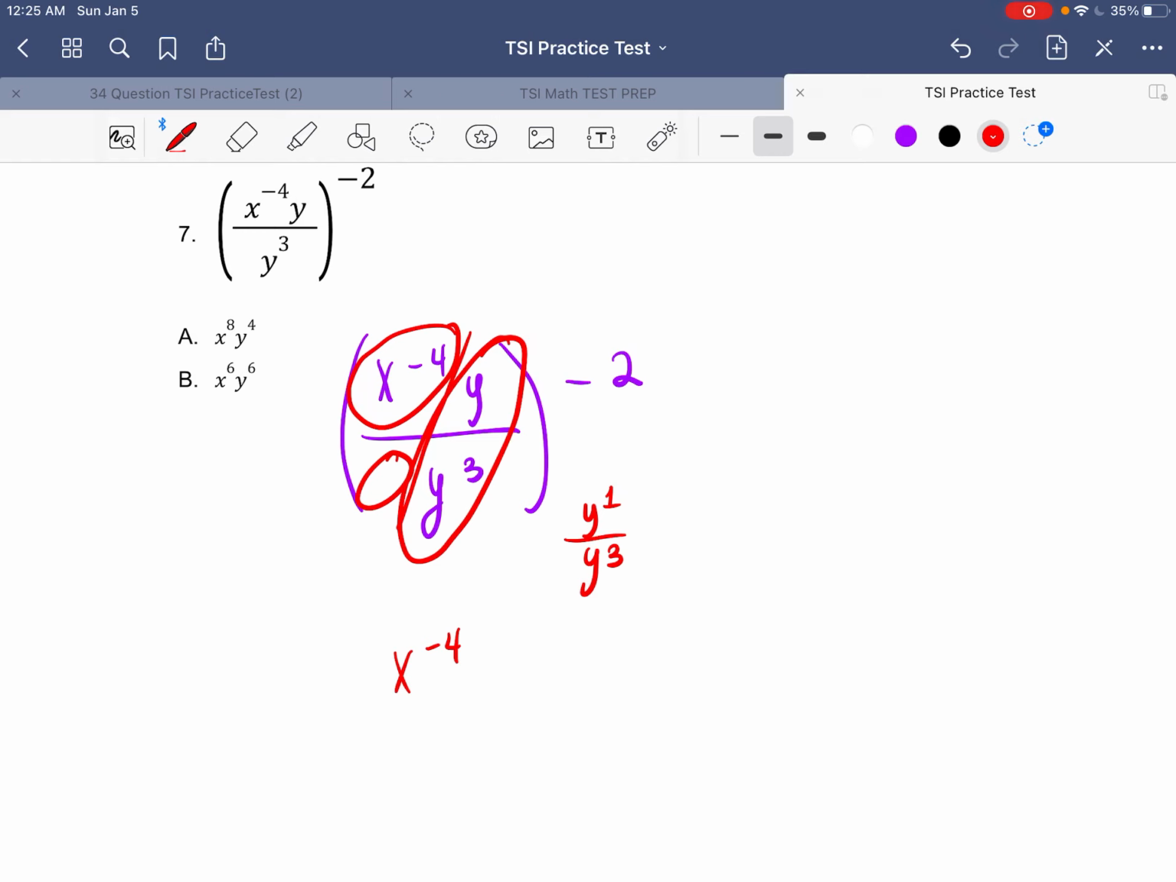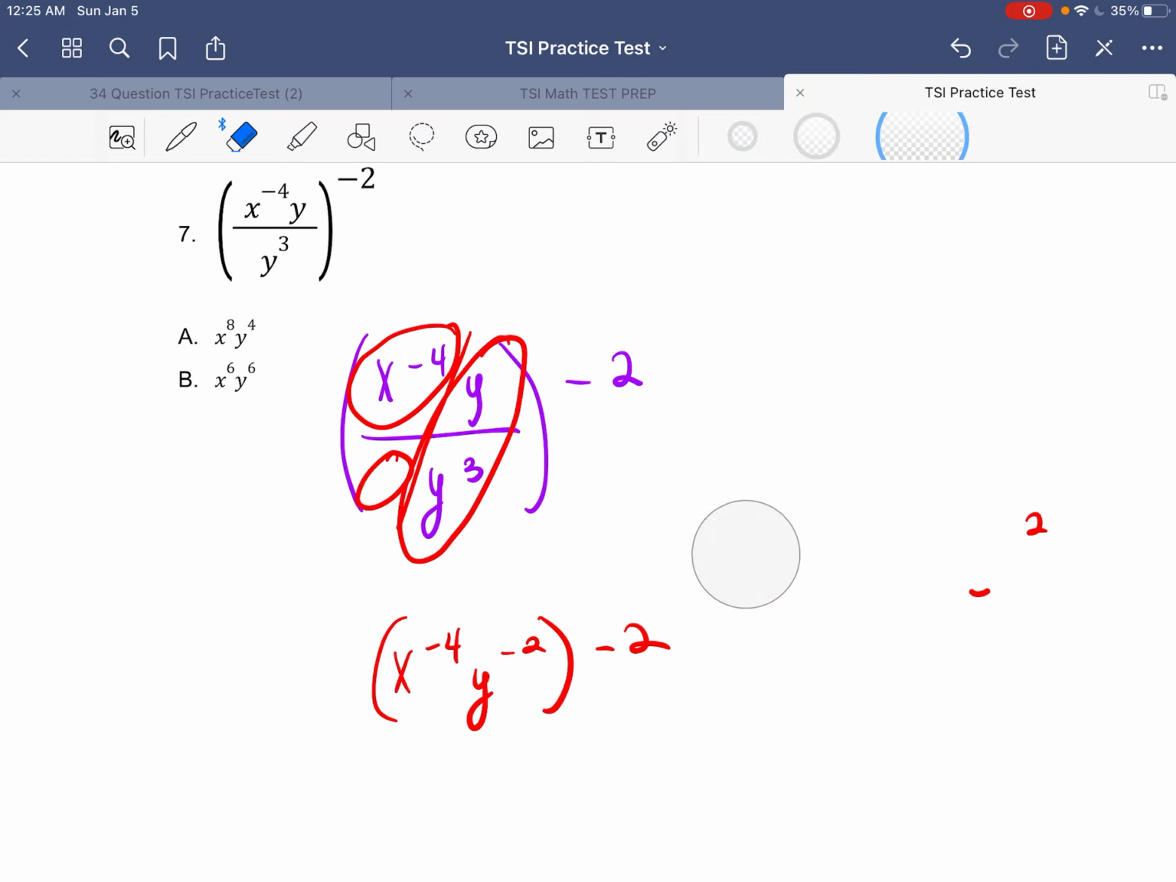So this is an invisible 1 power. So how do I divide that? Well, y to the 1st power divided by y to the 3rd power, you just subtract the exponents. So it would be y to the negative 2nd power, y to the negative 2 power.